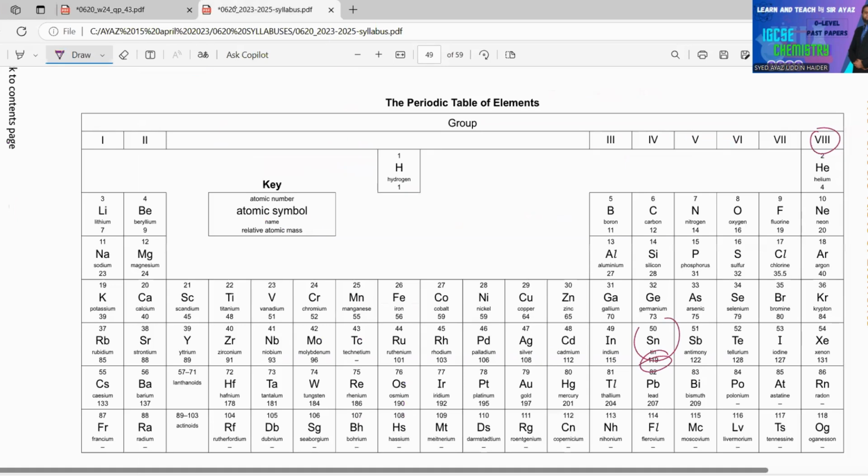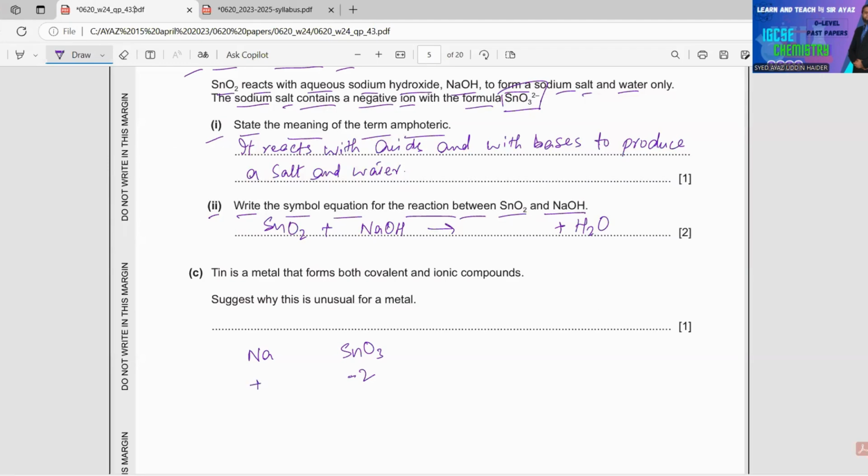Sodium, it's in group 1. It must be having +1 valency. So I'm going to write +1 here. Ignore the charges. These numbers will be swapped. So you will be getting Na2SnO3. This will be the final formula for the sodium salt produced here.